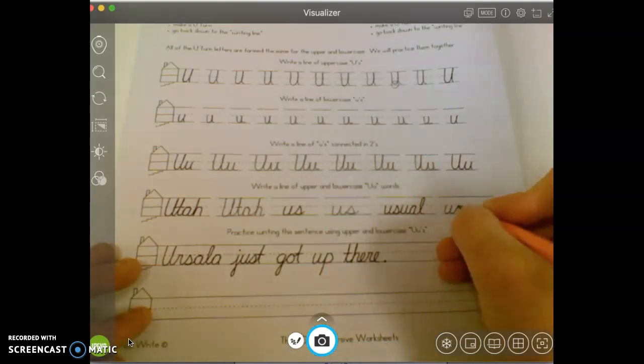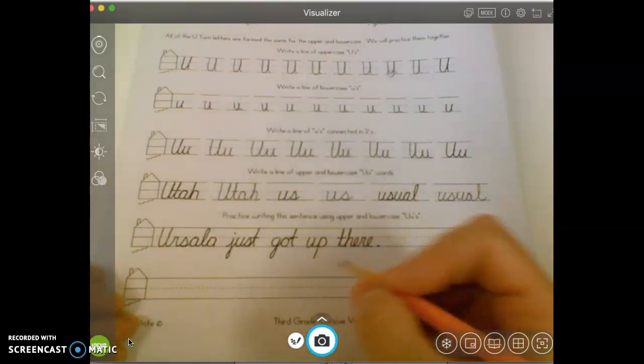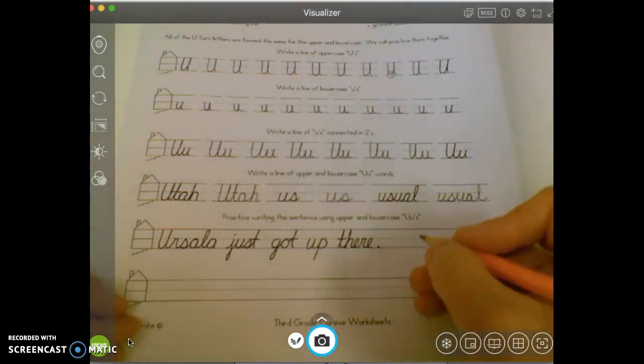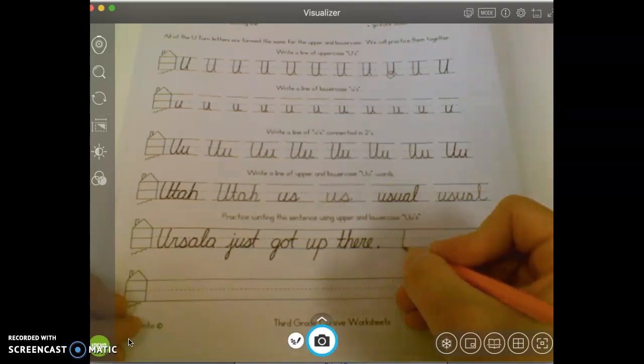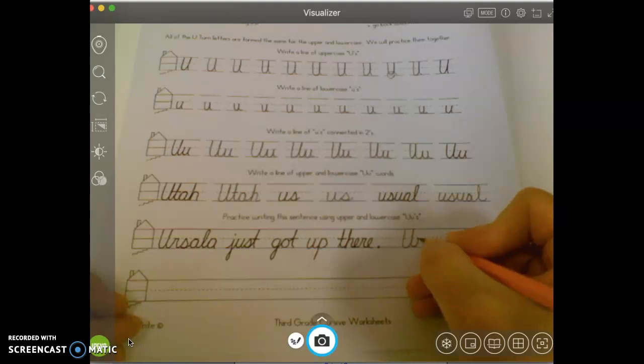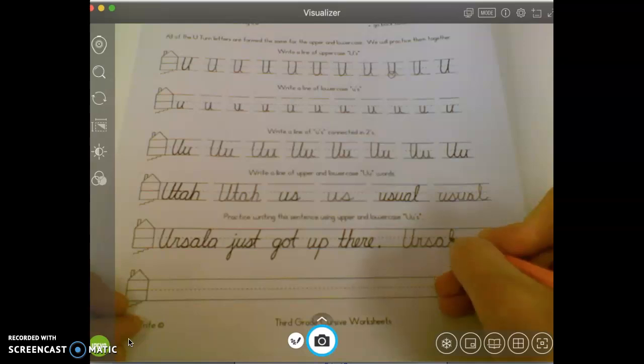Usual. U, S, U, A, and L. Ursula just got up there. So we're going to write that sentence. We can start right here and then continue down below. So U for Ursula. You're going to connect your R, lowercase r, and then your S, touch. And then your 2 o'clock A, L, loop around, 2 o'clock A.